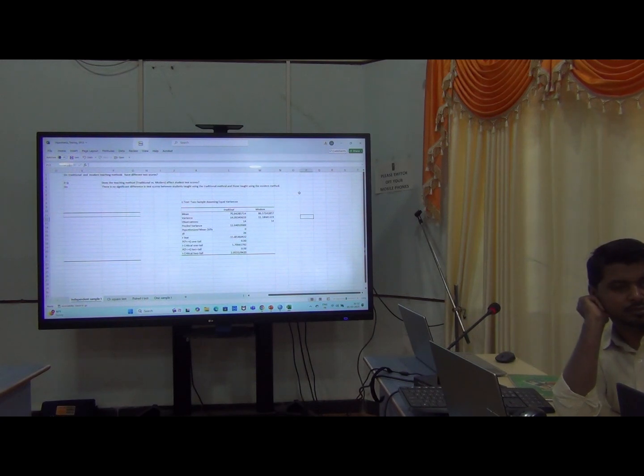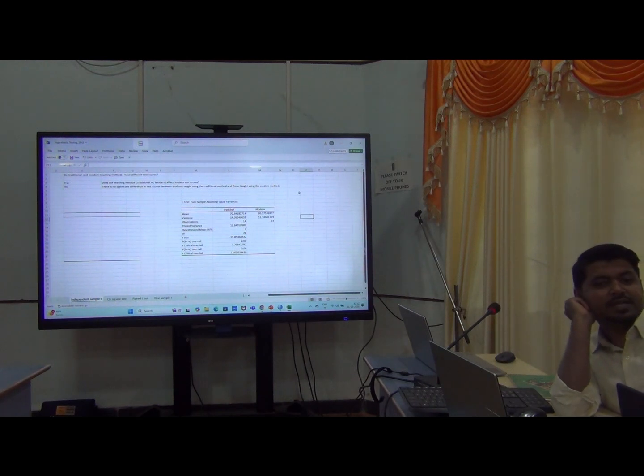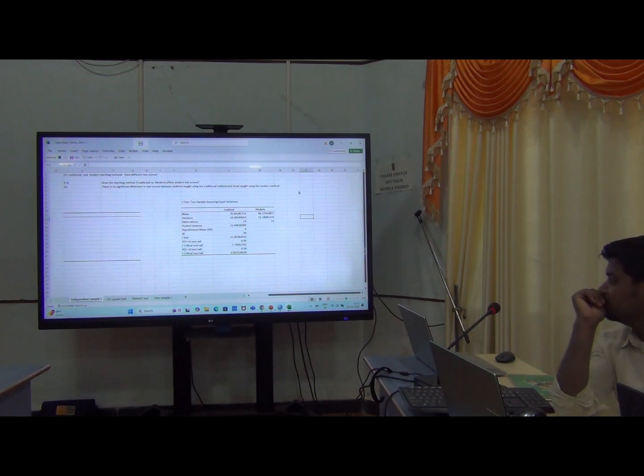Suppose the probability value is 0.21, what would have been your decision? Accept the null hypothesis, because 0.21 is greater than 0.05. Clear now? So you just look at the probability value, the p value.